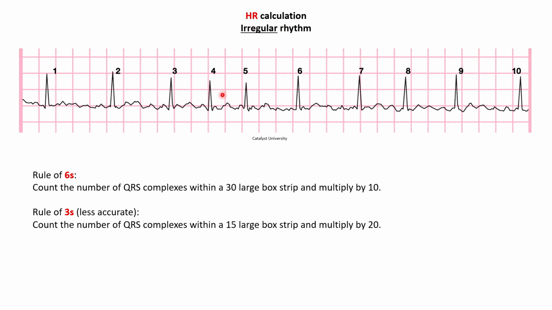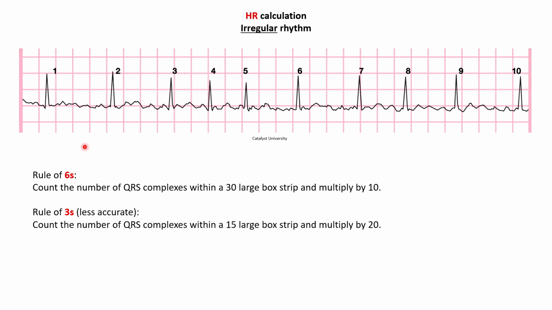By irregular, we mean that, for instance, the distance between QRS complexes 1 and 2 is not equal to that between the fourth and fifth, or the third and fourth. So there's variability between them, and this is called an irregular rhythm. For this, I have brought two rules. One of them is official and standard, and you can use it without any fear, but the other one is easier, though not so accurate. Let's start with the rule of six.